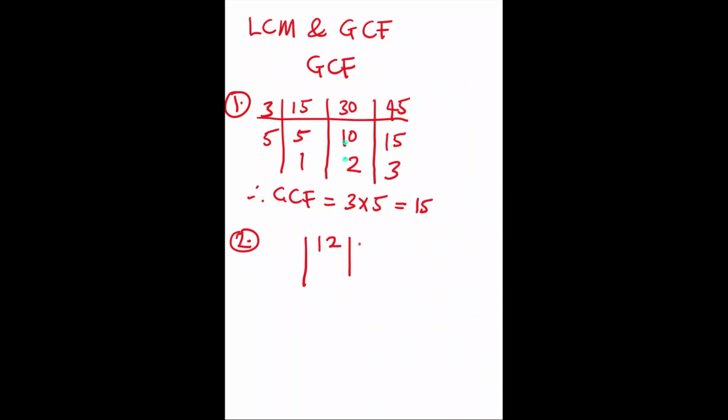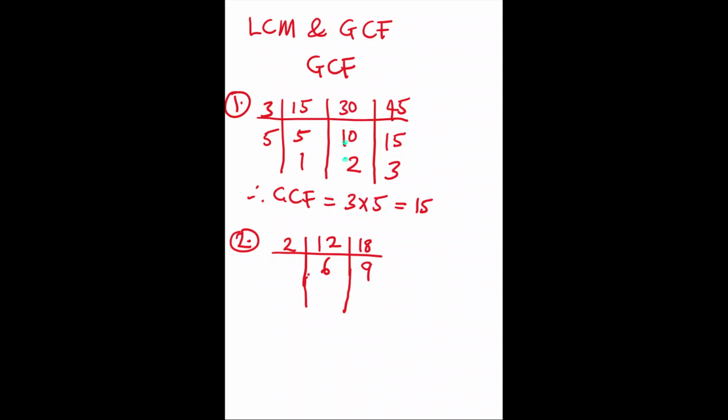So now I'm going to go to another question. That's 12 and 18. I'm going to start with 2, because 2 can divide 12 and 18 evenly. So 12 divided by 2 is 6. 18 divided by 2 will give us 9.